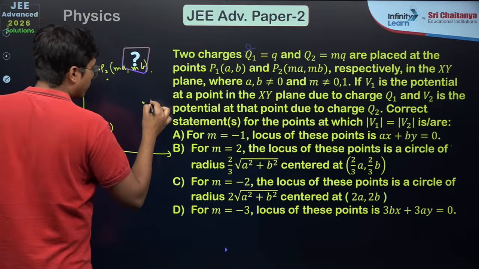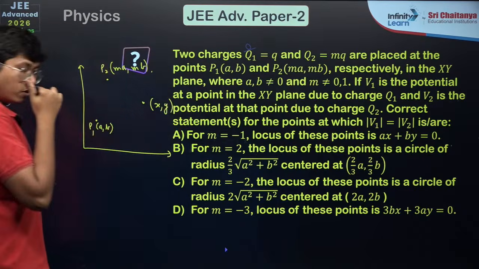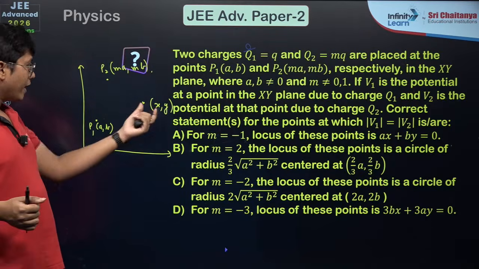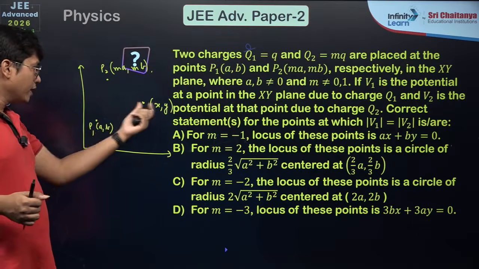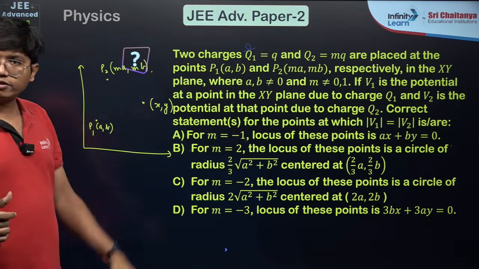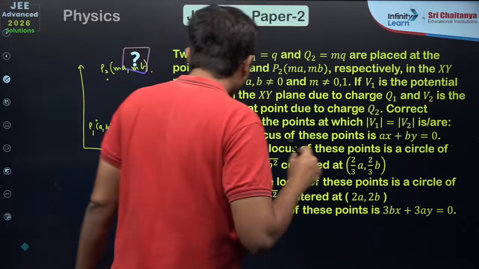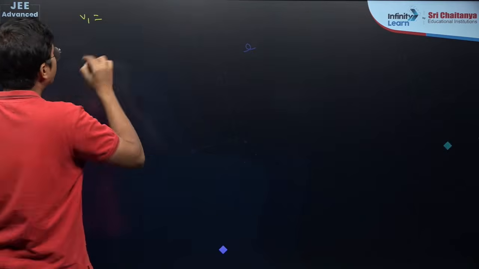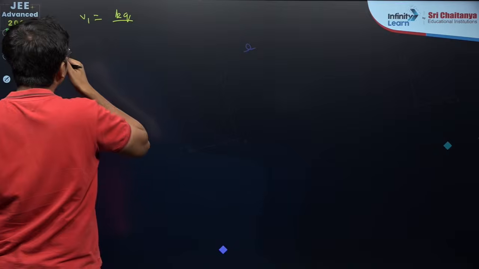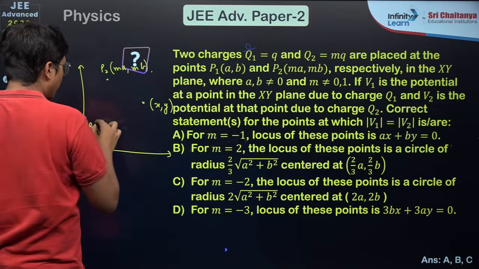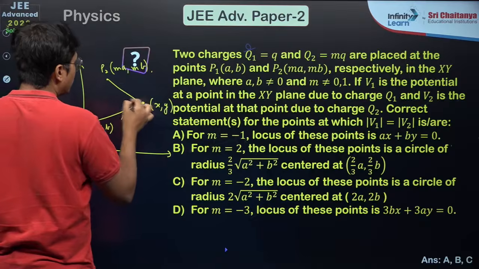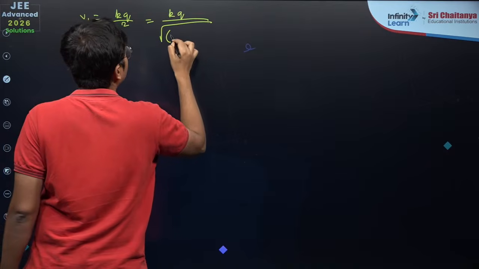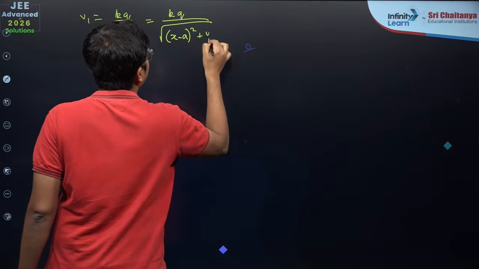Now, if I have any coordinate (x, y), think about what is its distance from each of them. Distance from here we can get by the distance formula, basically the square root of (x minus a) whole squared plus (y minus b) whole squared. Same way I can get the distance from the other point. Why is the distance important? Because the potential created by 1, the charge being q, is kq divided by r1. r1 is this distance and r2 is this distance. So r1 would be kq divided by the root of (x minus a) whole squared plus (y minus b) whole squared.